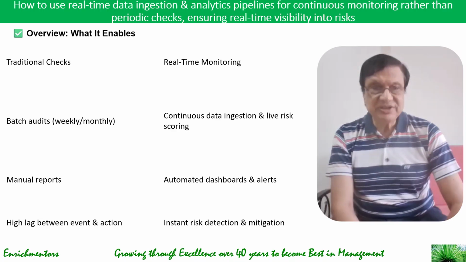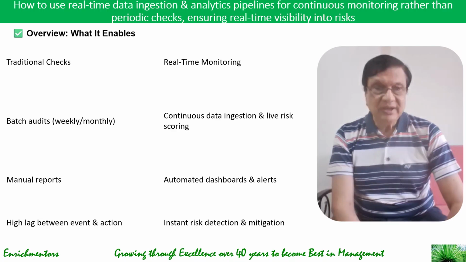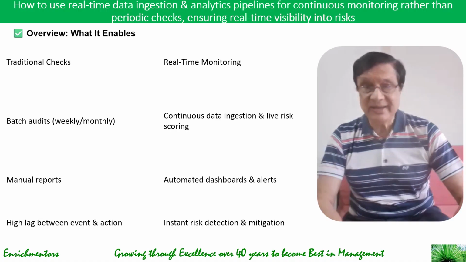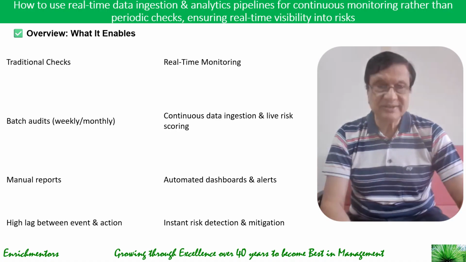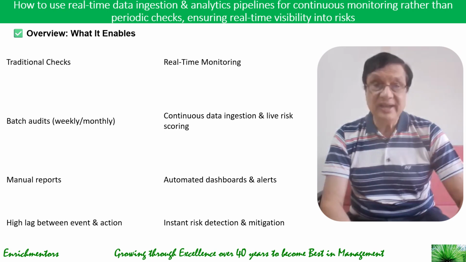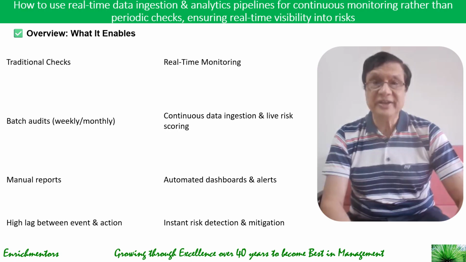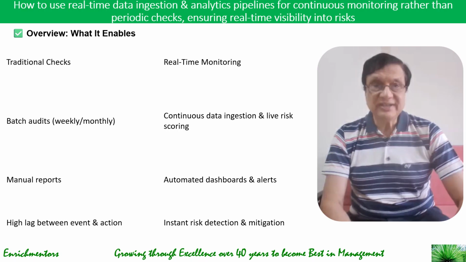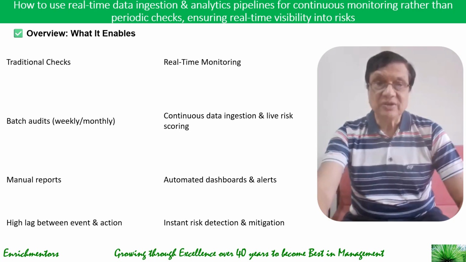And in traditional checks, you have manual reports, whereas in real-time monitoring, you have automated dashboards and alerts. And in the traditional method, there is a high level of lag between event and the action. Event is something that is happening that produces risk. And in the case of real-time monitoring, your risk is detected instantly and you can take action to mitigate it instantly. So that's what it enables, right?